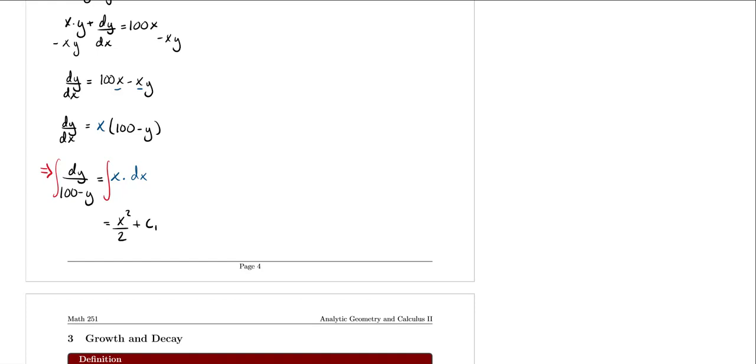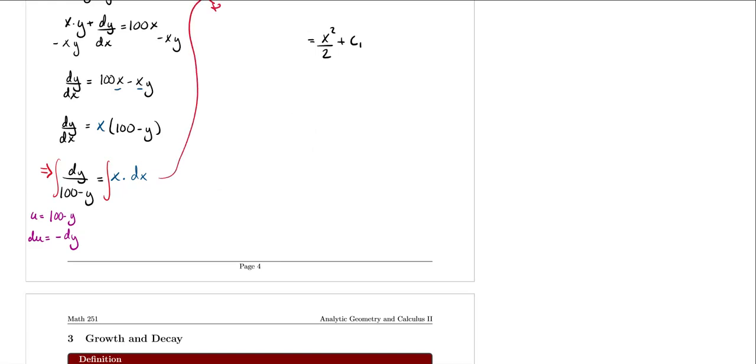But what about our left-hand side? Well, this one here, we can go ahead and use a u substitution. So I'll let u equal 100 minus y. So my du is going to be negative dy. Rewriting this one, maybe I should have saved this one for the right-hand side here. All right, so what are we going to be getting?